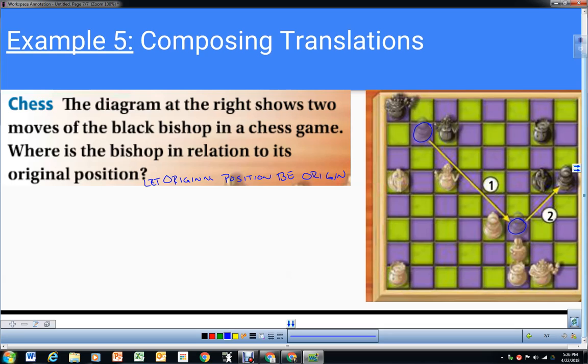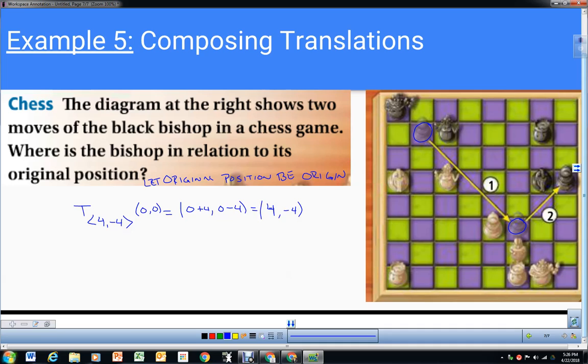So the rule here, we're going to say, how do we get over from here to here? We're going to go over 1, 2, 3, 4 to the right, and then 1, 2, 3, 4 down. So we're going to do a translation with a rule of positive 4 and negative 4, and apply it to the origin (0, 0). That gives us 0 plus 4 and 0 minus 4, and that becomes our new position. Our position 1 is going to be at (4, -4). So this is our original position.